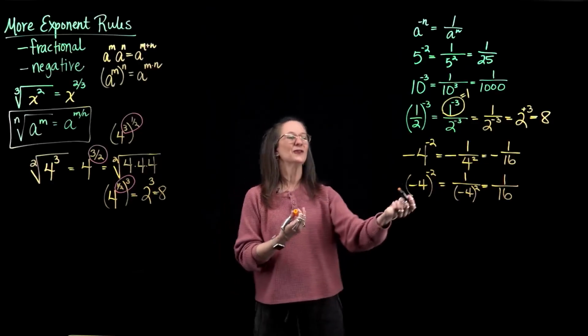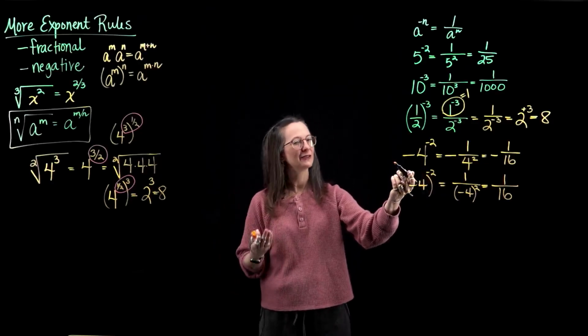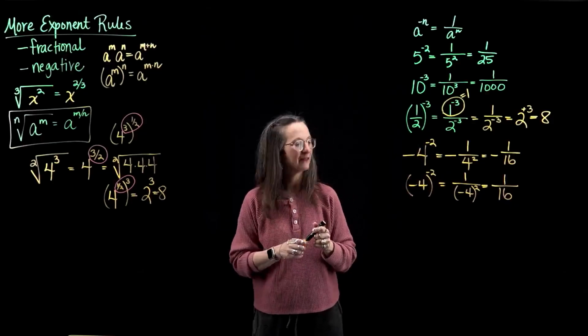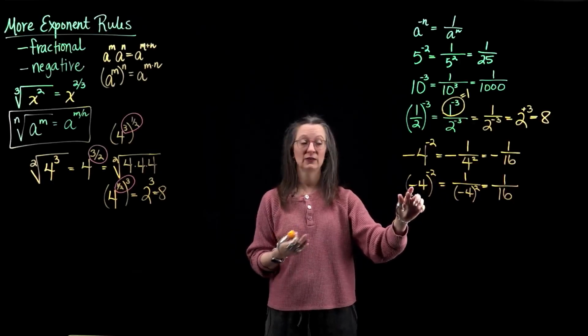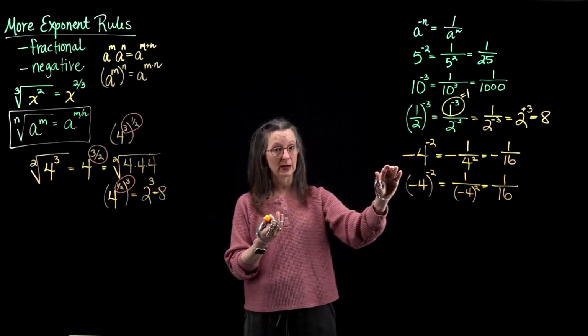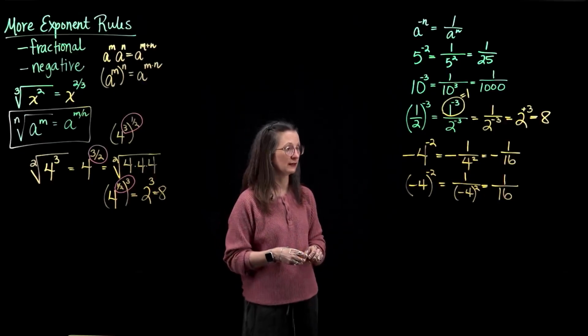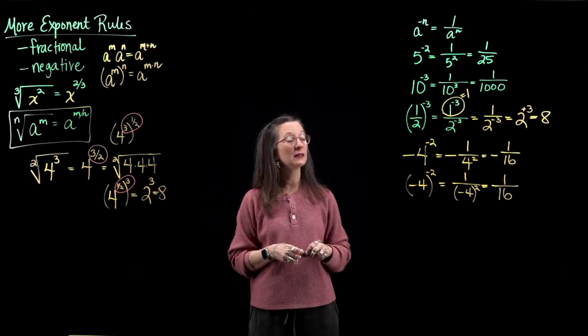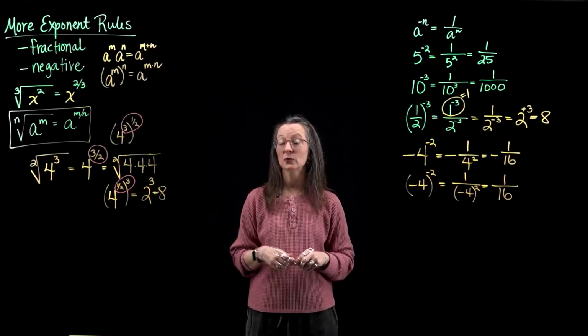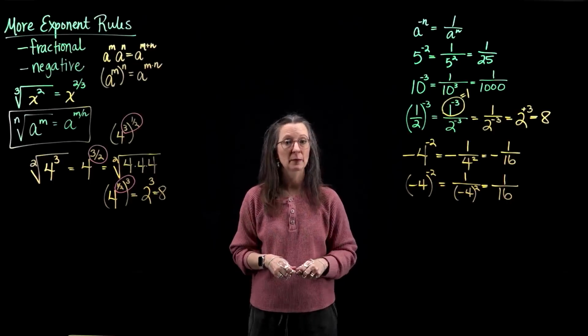So you want to be very careful with the negatives. Know that the negative on the front does not cancel with the negative exponent. And we want to make a careful note of whether the negative is inside the parentheses or outside, because we treat them differently. I'll have another video with some problems like this using all of the exponent rules combined. So definitely check back for that one.